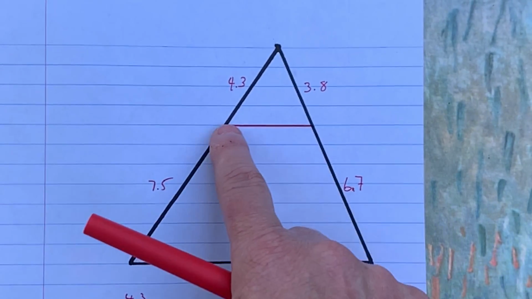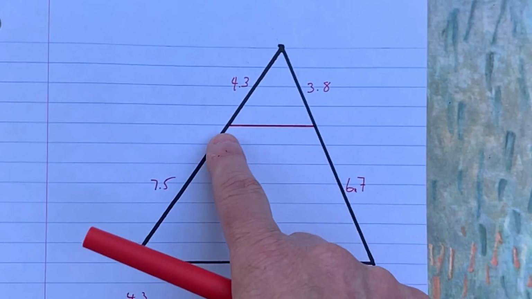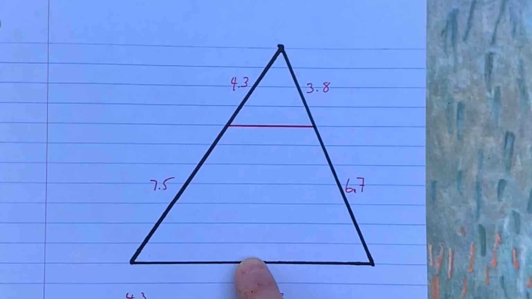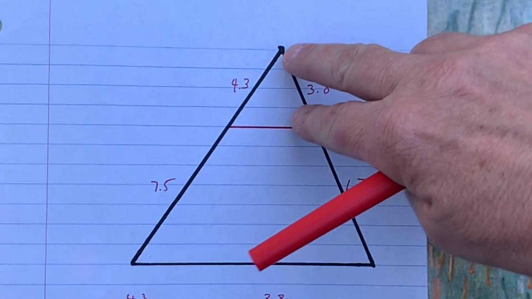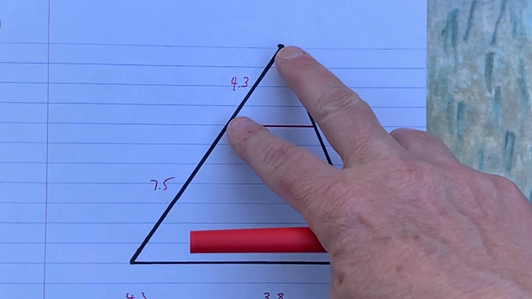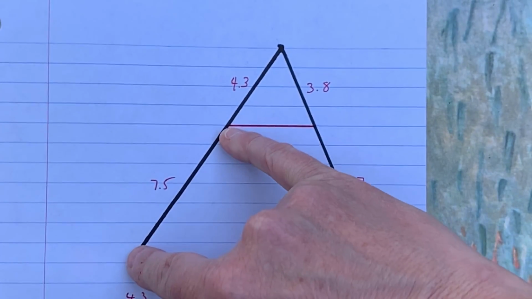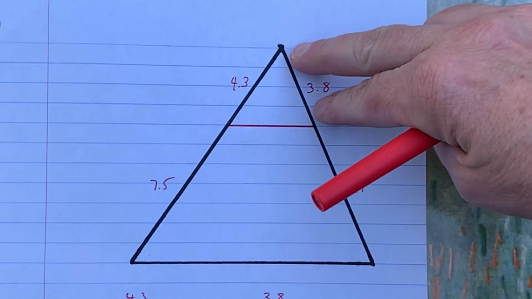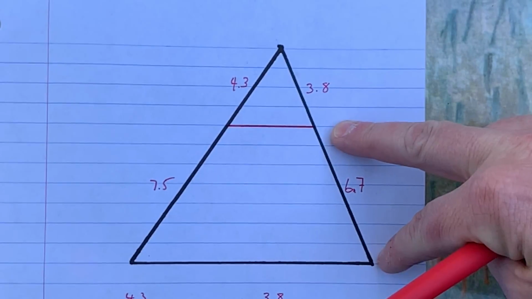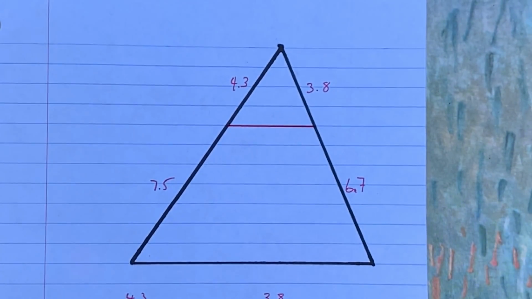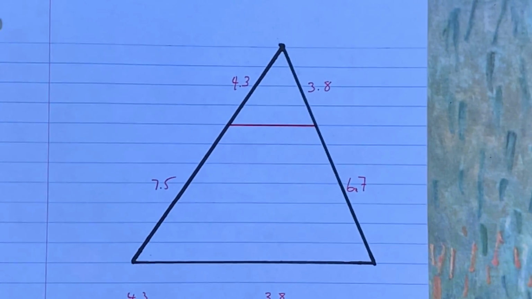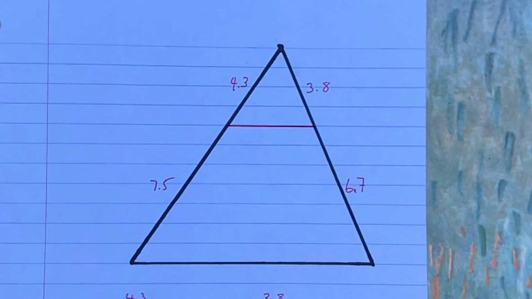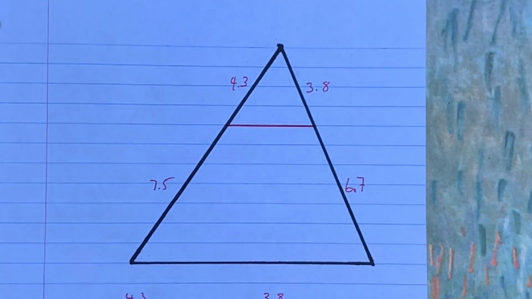If I take any line that is parallel to the third side, it cuts up these segments proportionally. So this segment here is to this segment here, as this segment here is to this segment here. Well, that looks like a wonderful thing to explore. Let's try another one, shall we?